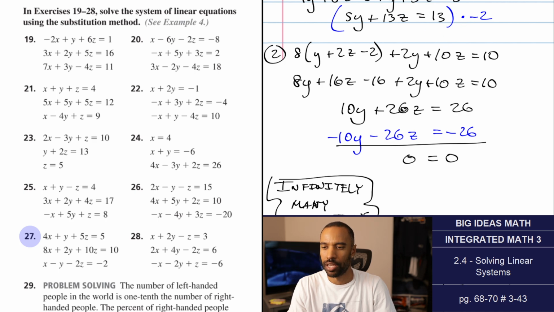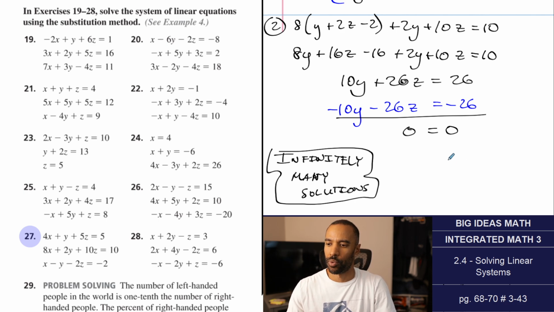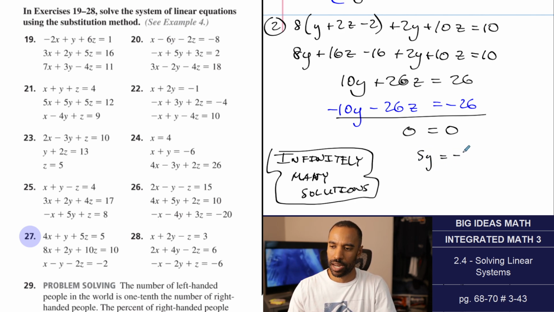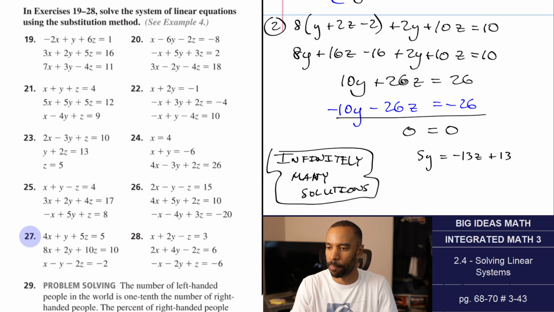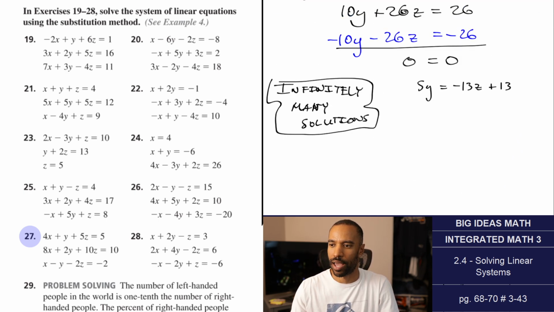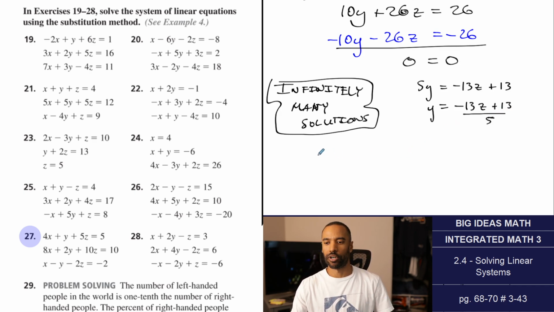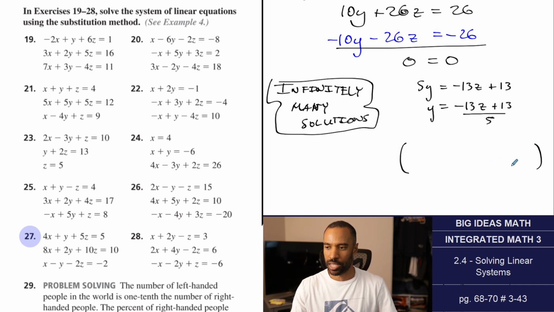I'll subtract 13z from both sides. So we'll get 5y equals negative 13z plus 13. Right? Those are the numbers? Okay. And then I'll divide both sides by 5. So now I'll get y equals, let's just write it all over 5, negative 13z plus 13 all over 5. So remember, as far as my ordered triple goes, z is going to be z. Y is going to be negative 13z plus 13 over 5.